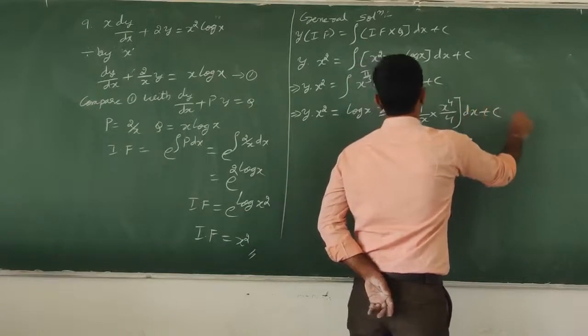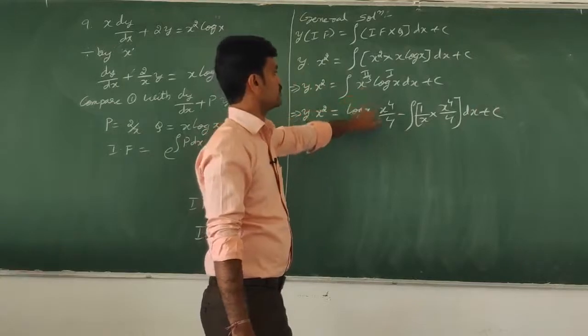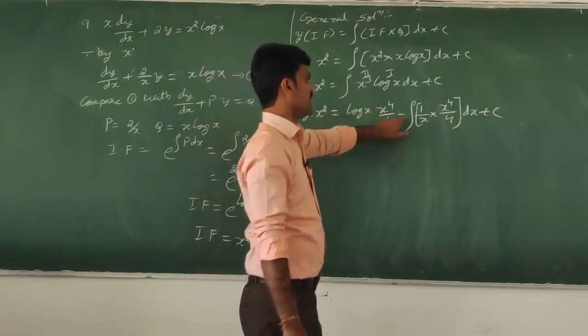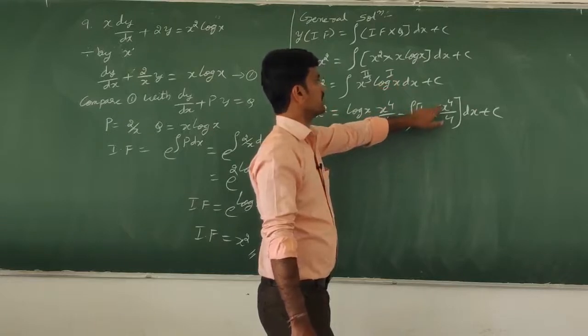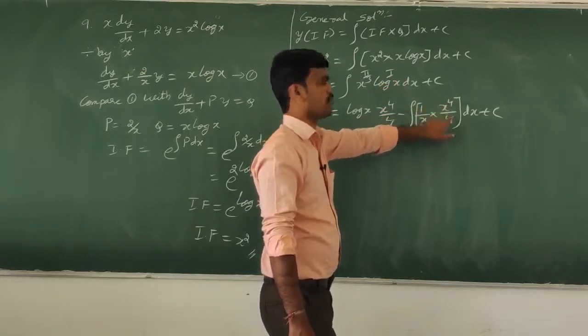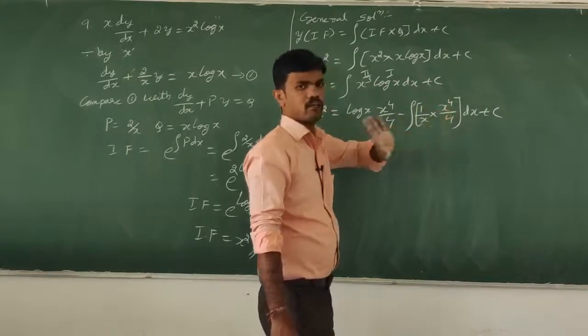Understood? First function log x as it is, the second function is x cube, the integration of x cube is x to the power 4 by 4, minus the differentiation of the first function, that is 1 by x, into the integration of the second function. x cube is the second function, and the integration of that is x to the power 4 by 4.